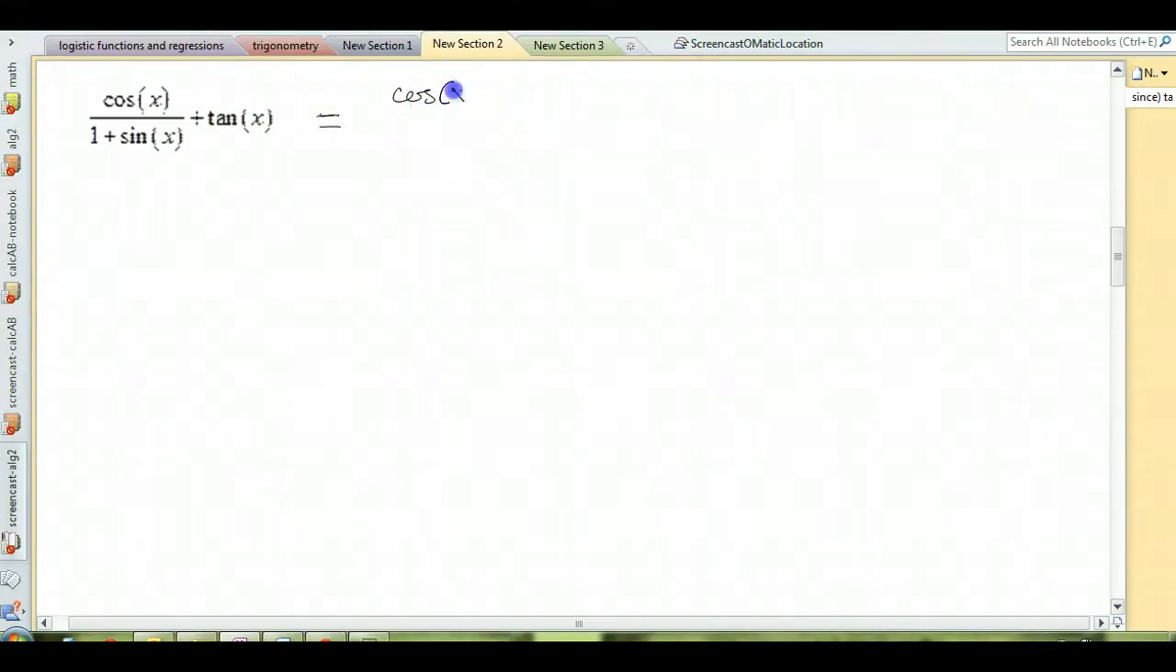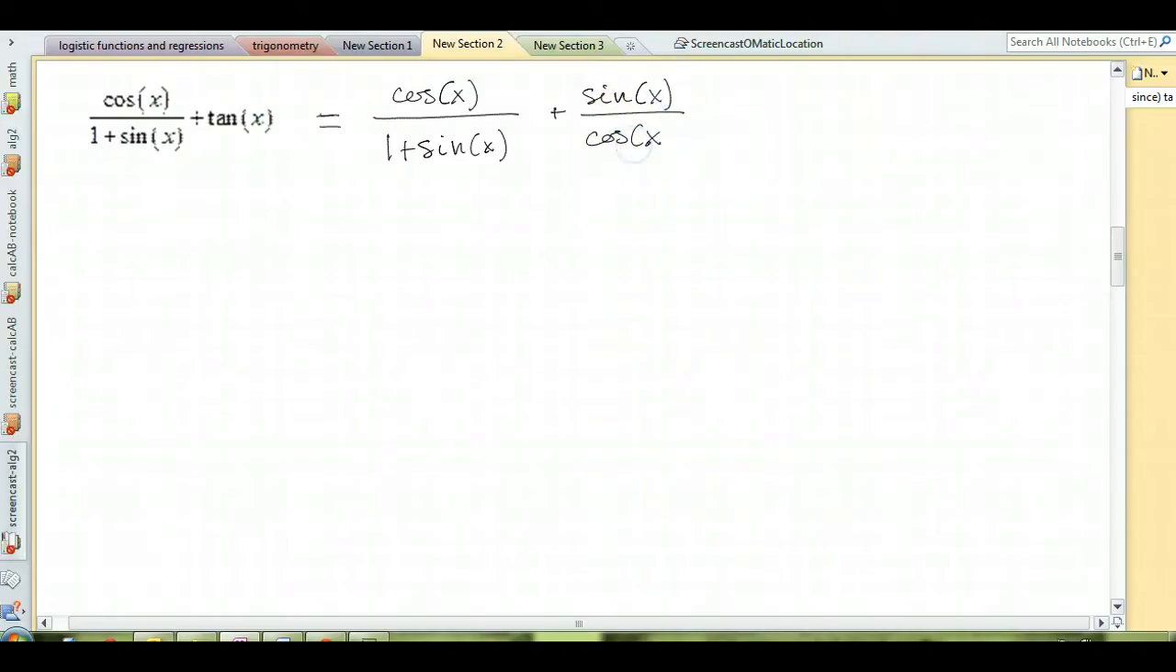Cosine x, well, that doesn't change, right? 1 plus sine x. And here we have sine x over cosine x. This is what tan is, right? Okay, what do we do with this now?